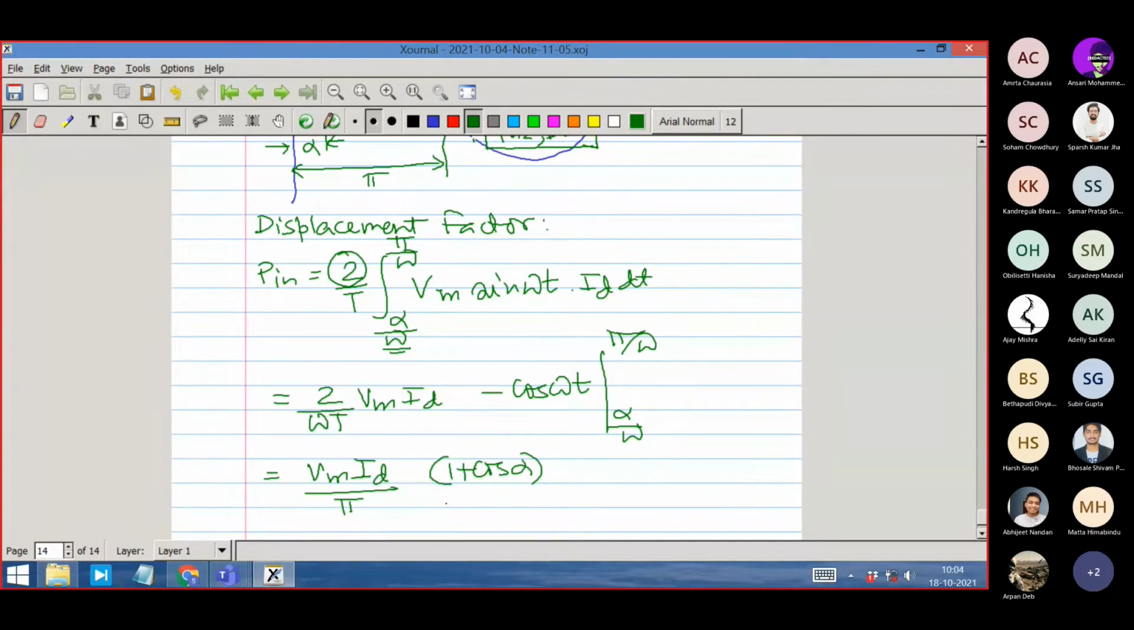The first principle of power is 1 by T, 0 to T, v in i in dt. That is the basic formula of power, 0 to T, v in i in into dt, right? This is the basic formula for power. Now, since the positive cycle and negative cycle are equal, that's why the factor of 2 comes in, and subsequently we have done this integration and found out the power.